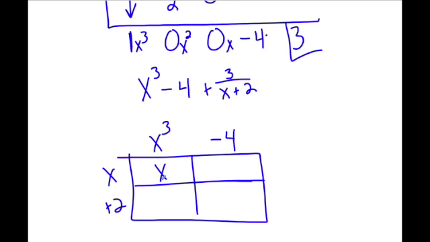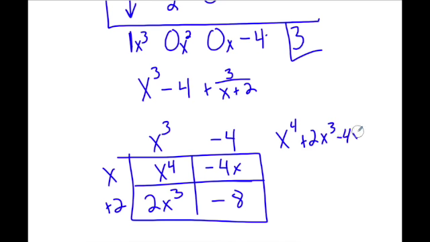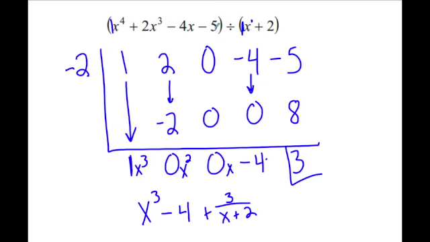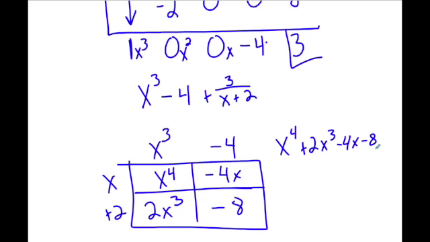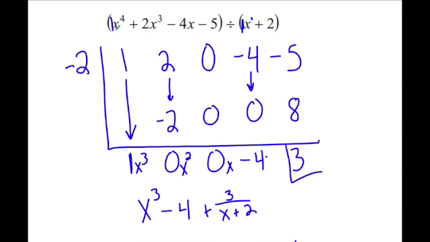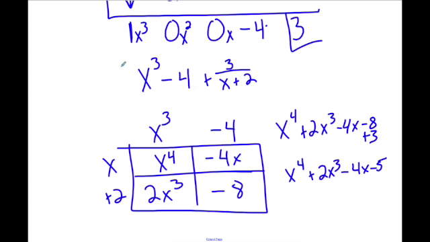So let's test this out. X to the fourth minus 4x plus 2x cubed minus 8. And if I combine like terms, x to the fourth plus, remember it's standard form, 2x cubed minus 4x minus 8. And you might think, wait a minute, that's minus 5. But when you add in that remainder of 3, you get x to the fourth plus 2x cubed minus 4x minus 5.